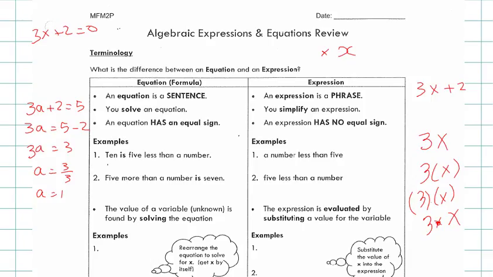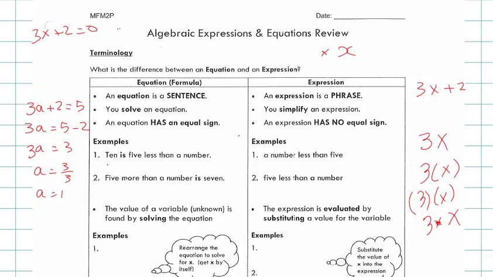10 is 5 less than the number. So how can I write 10? And then what does "is" translate into? But 10 is 5 less than a number. 5 less than a number, how do you write that?